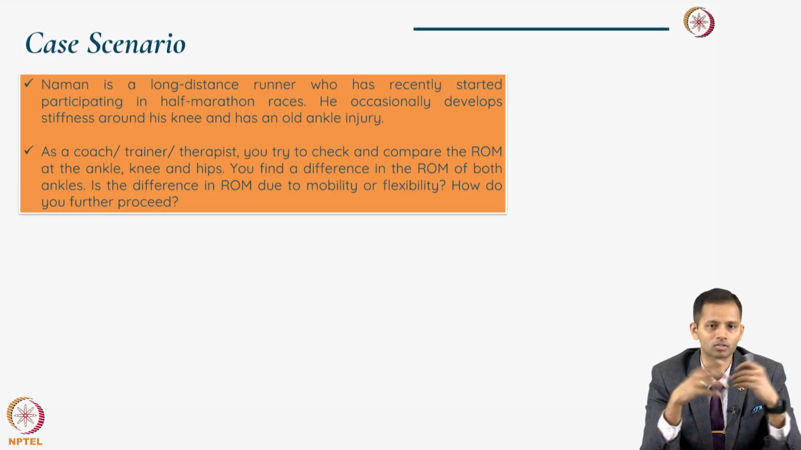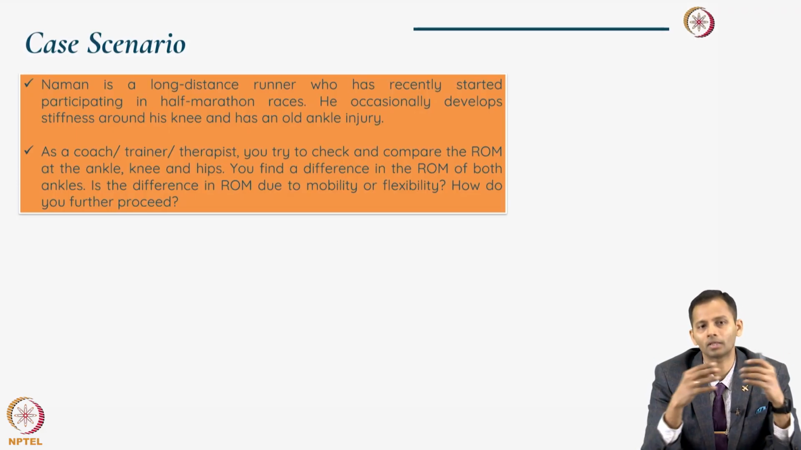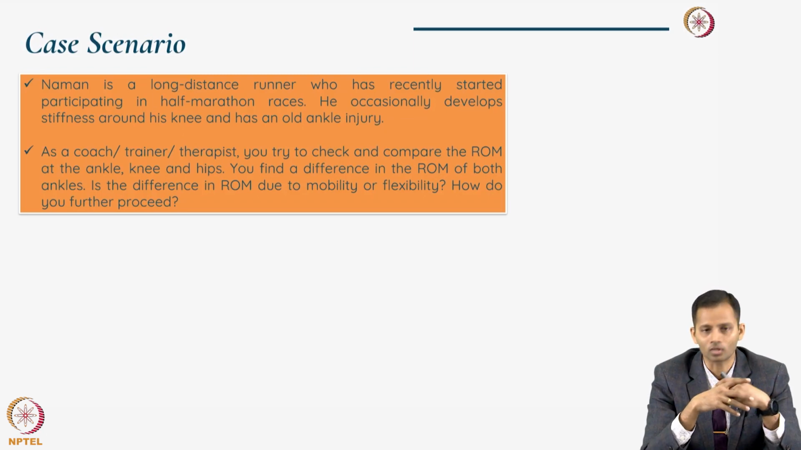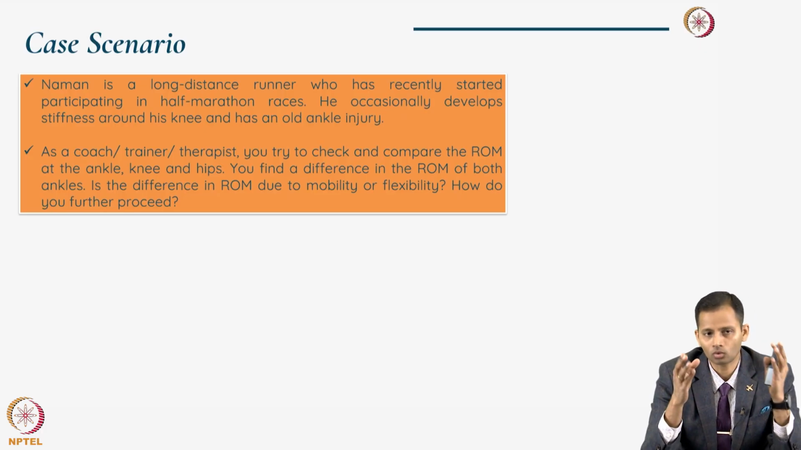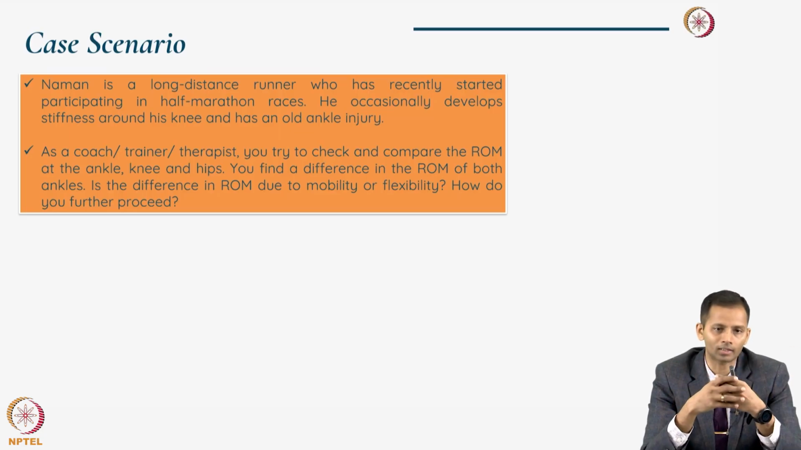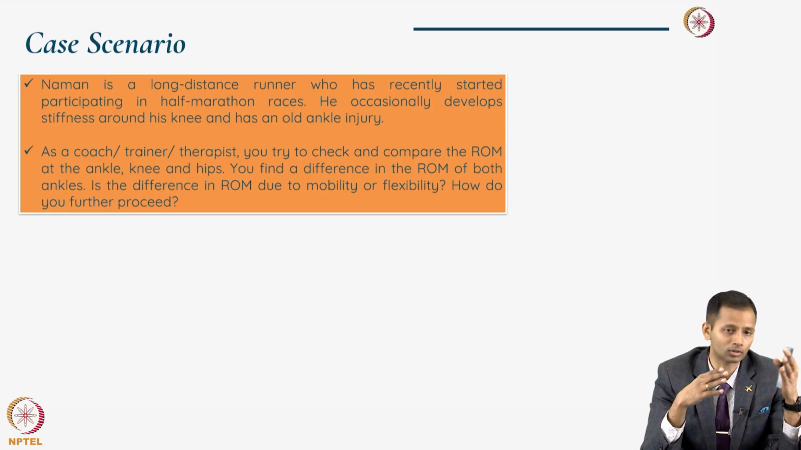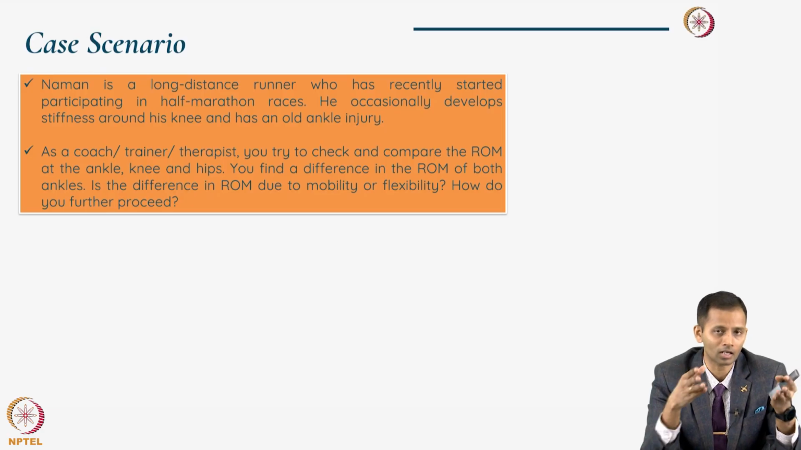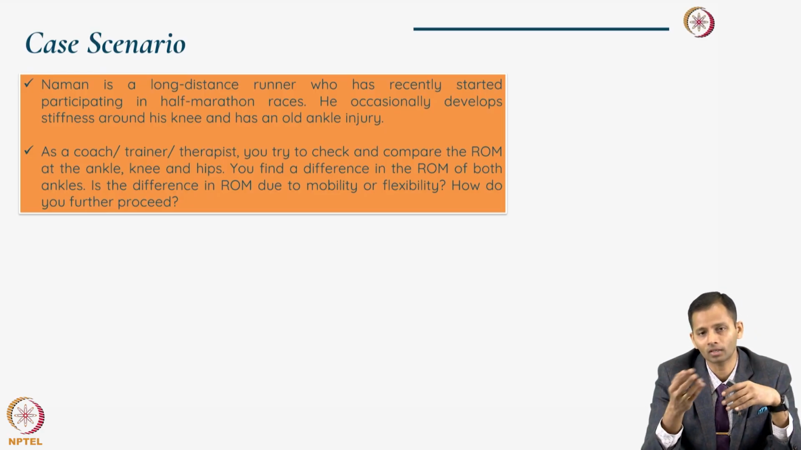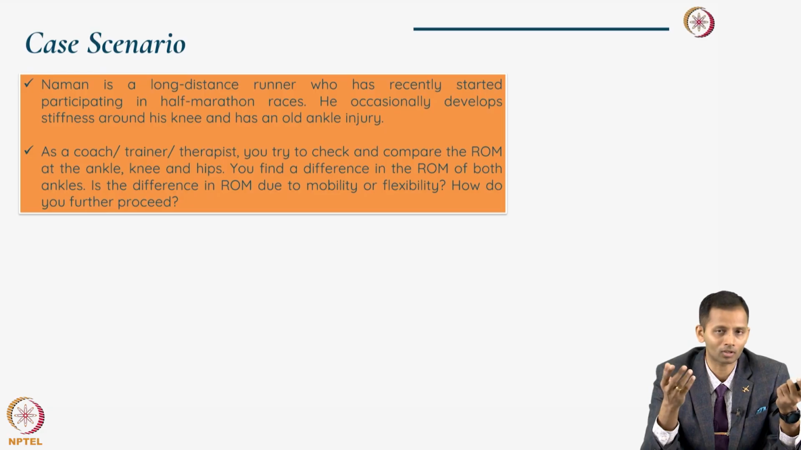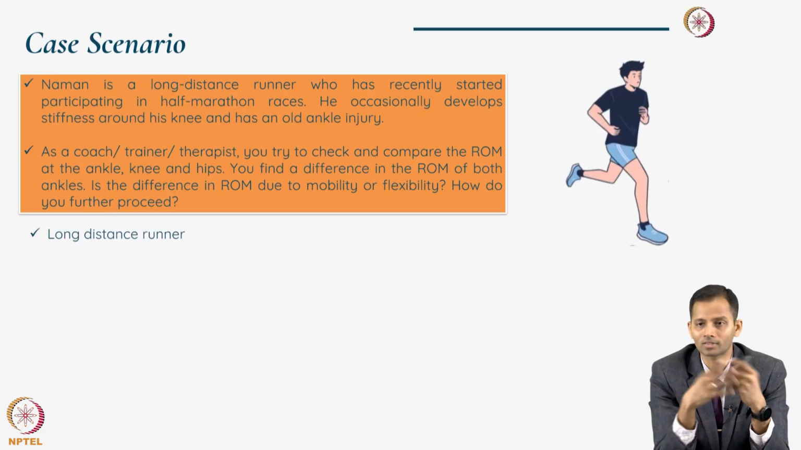Naman is a long distance runner who has recently started participating in half marathon races. He occasionally develops stiffness around his knee and has an old ankle injury. So as a coach or a trainer or a therapist, you try to check and compare the range of motion at the ankle, knee and the hips, and you find a difference in the range of motion of both the ankles. So what is the difference? Is the difference in the range due to mobility or flexibility, and how do you further proceed in this particular individual? So let's analyze this case.